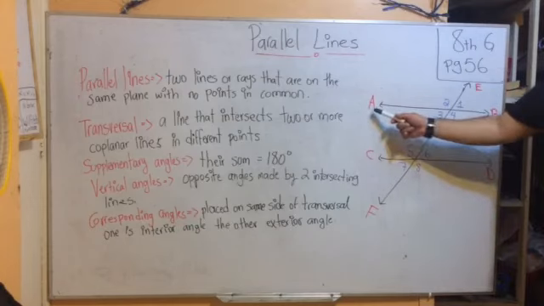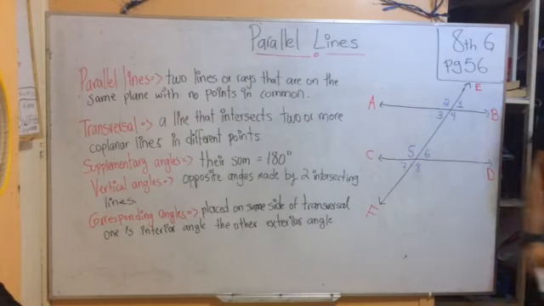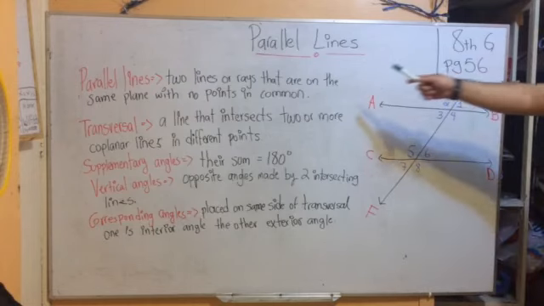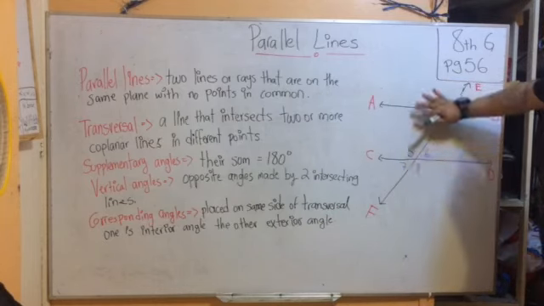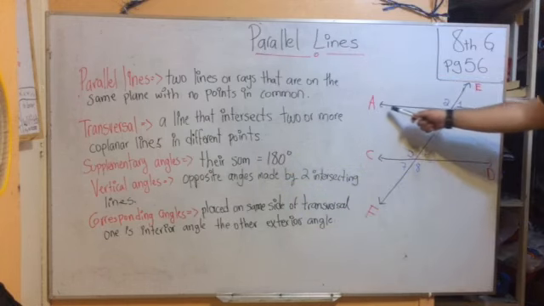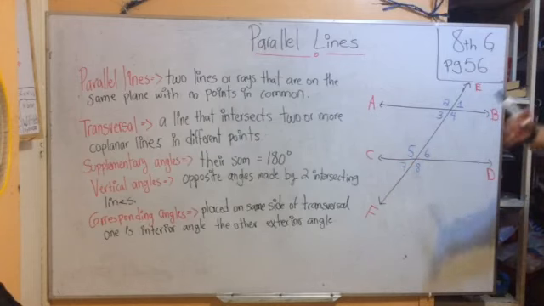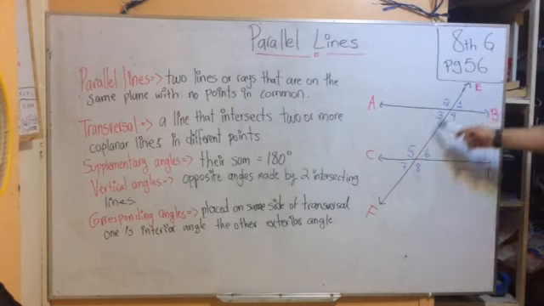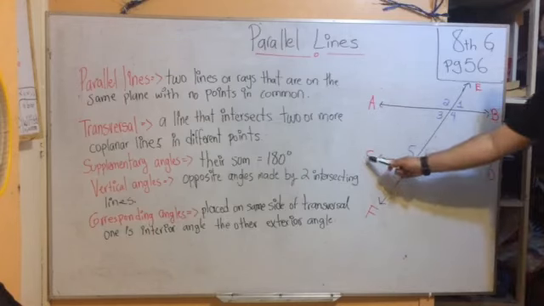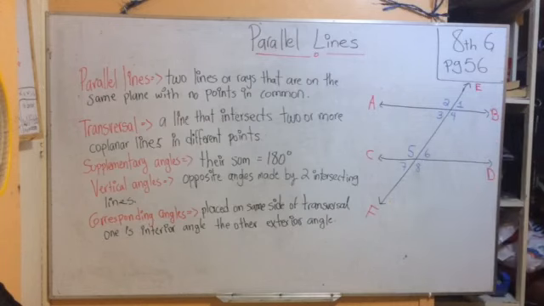Here we have three lines: AB, CD, and EF. Parallel means two lines or rays that are on the same plane with no points in common. So this one is not going to have any points in common with this one because they never touch. Remember, to have a point in common, they must touch. Like A and B has a point in common with E and F. And C and D has one point in common, which is this one, with EF.